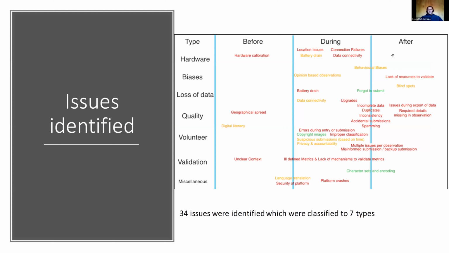And I think for anyone who is going to plan or is currently doing these citizen science projects, it's one of the most important. You should always remember that you can actually have data quality issues even before the actual experiment. For example, the first one on the top left corner, hardware calibration.